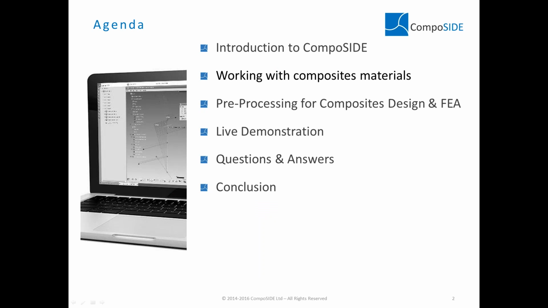Our agenda for today will touch on a number of points about composite materials data and design for FEA requirements. We will start with just a brief introduction to CompoSIDE, just to highlight the challenges of working with composite materials. We will then enter into the subject of the webinar, discussing the requirement for pre-processing of composite materials for design and FEA, followed by a live demonstration on the design of a typical panel for aviation, rail, or automotive requirements. We will finally allocate a few minutes to answer any questions you may have before concluding this session.